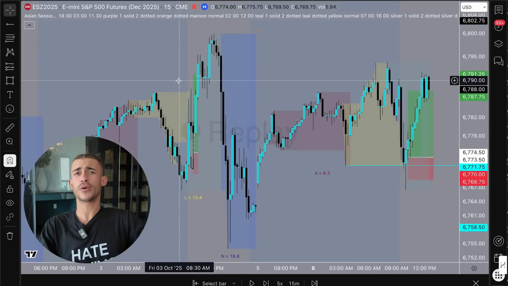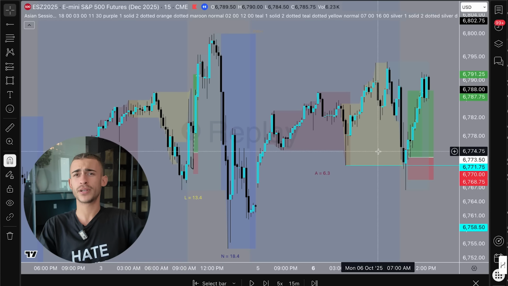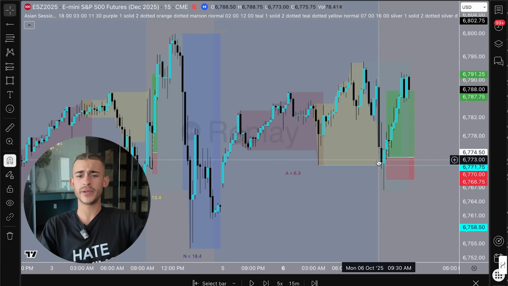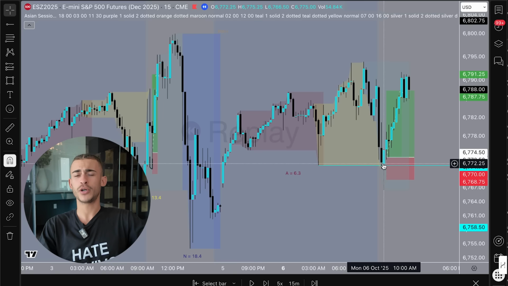What I like to do to make sure I don't get caught in the liquidity sweep is wait for a little bit of confirmation. So I like to wait for one 15-minute candle closure above the level, showing me that that was indeed a liquidity sweep and it wasn't a fake out.